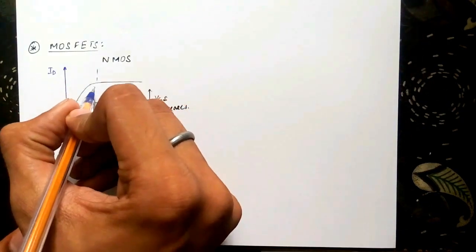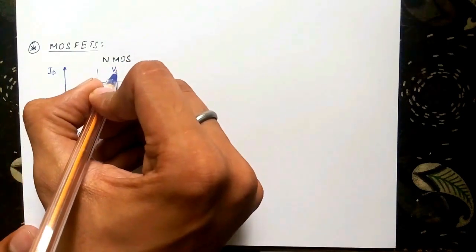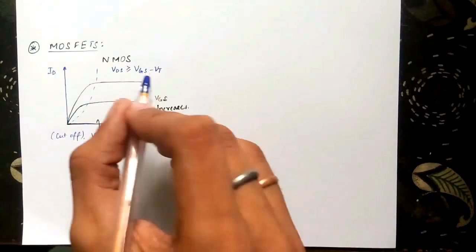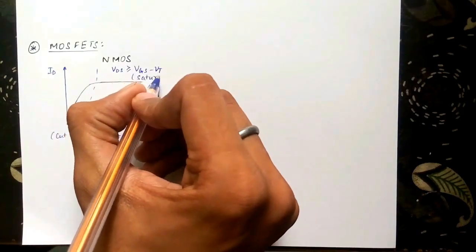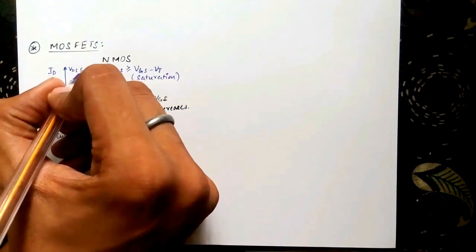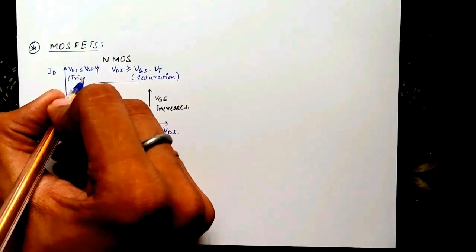When the transistor is conducting, it can work either in triode region or saturation region. When the drain source voltage is greater than or equal to gate source voltage minus threshold voltage, it works in saturation. And in triode region, when drain source voltage is less than gate source voltage minus threshold voltage.